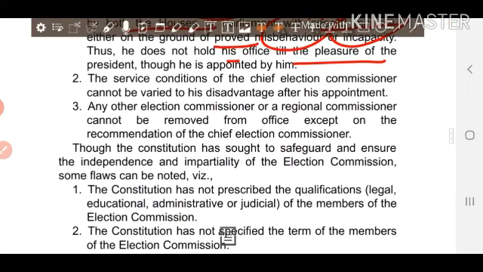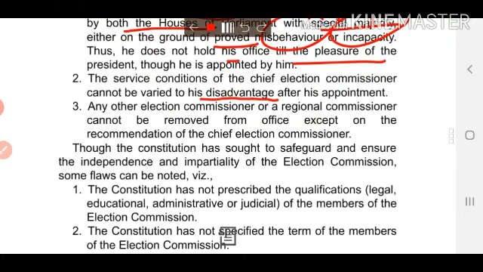Next, the service conditions of the Chief Election Commissioner cannot be varied to his disadvantage. It means he should not be put in a disadvantageous position, and his salary cannot be reduced. If any change is made, the salary can be increased, and that is the mandate of Parliament. Let us see that after this.